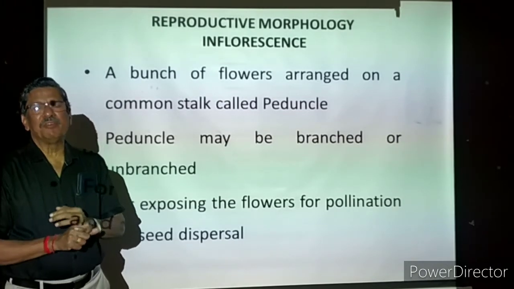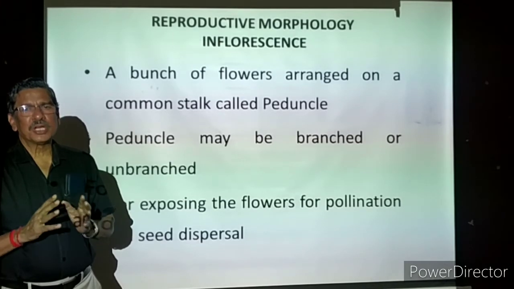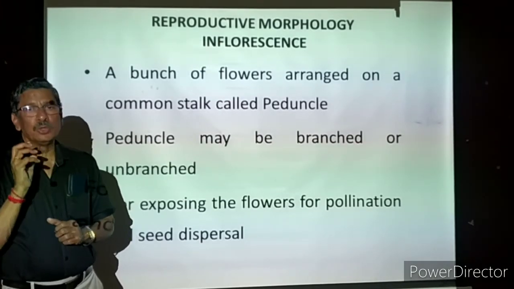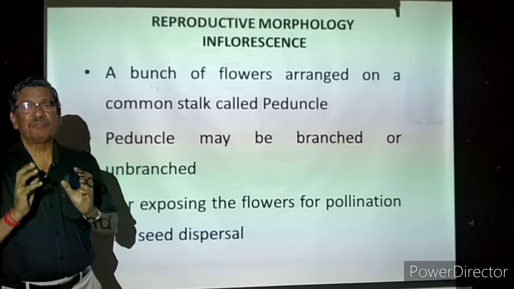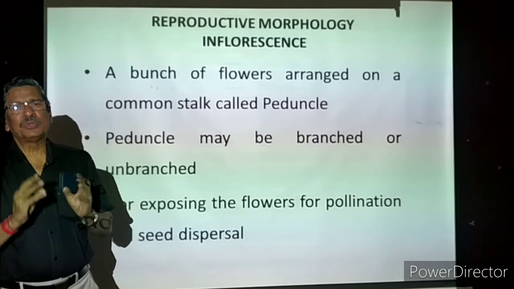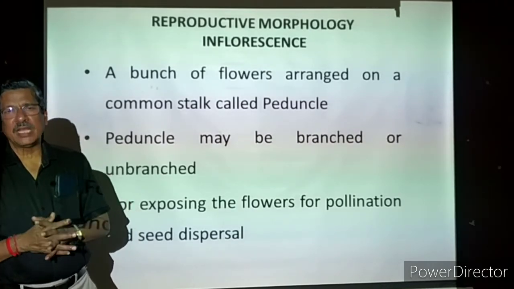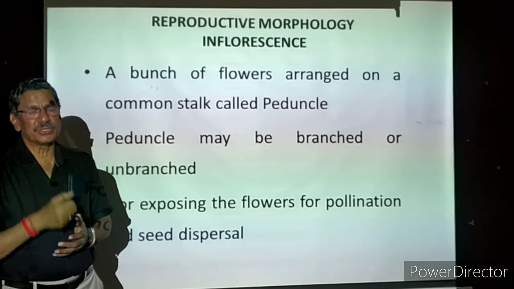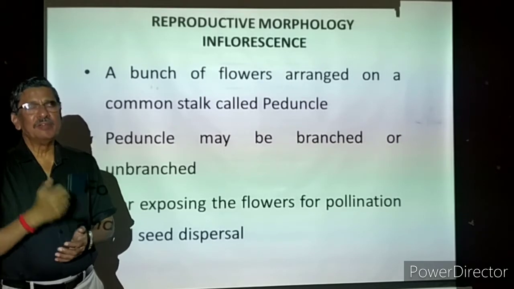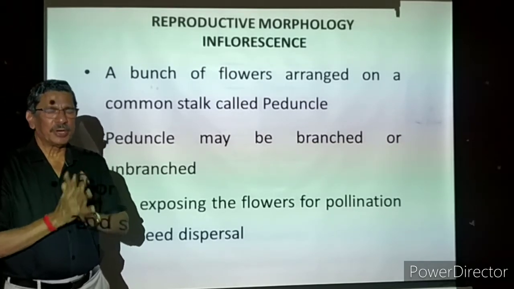What is the meaning of inflorescence? In some plants, we can find the flowers located on the branches in bunches, in groups. That is called a bunch of flowers. That only we are calling inflorescence. Maybe 3 flowers, 4 flowers, 10, 15, 20, 30 flowers will be present in one bunch. So this arrangement of flowers in a bunch is called inflorescence. So the inflorescence, the bunch of flowers, is a reproductive part.